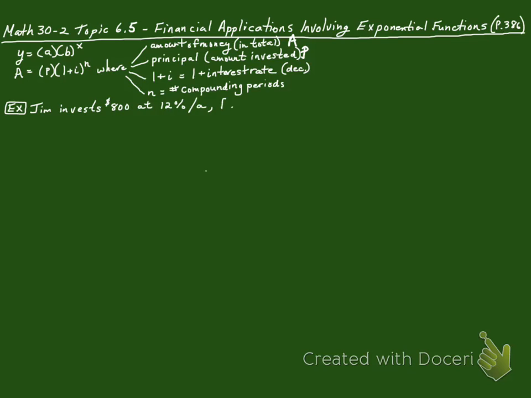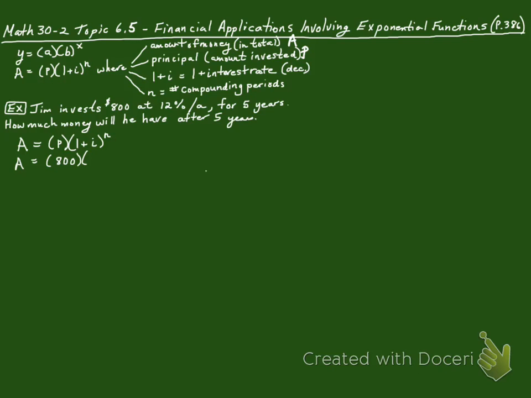For example, Jim invests $800 at 12% interest per annum, which means per year, for 5 years. How much money will he have after 5 years? We're going to use our equation. A is equal to P times (1 plus i) to the power of n. A is how much money he's going to have in 5 years. P is our initial investment of $800. Our 1 plus interest rate is going to be 1 plus 0.12 to the power of 5.